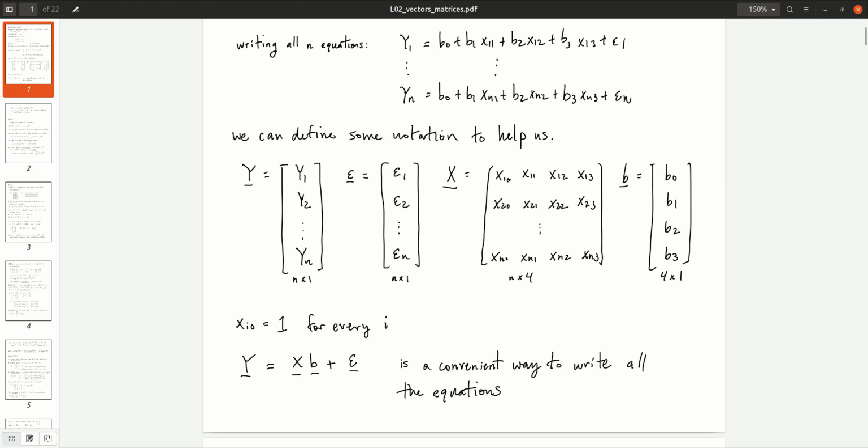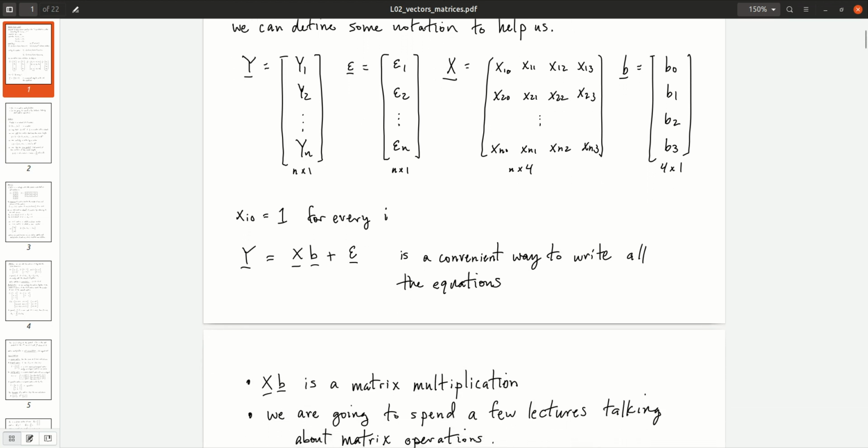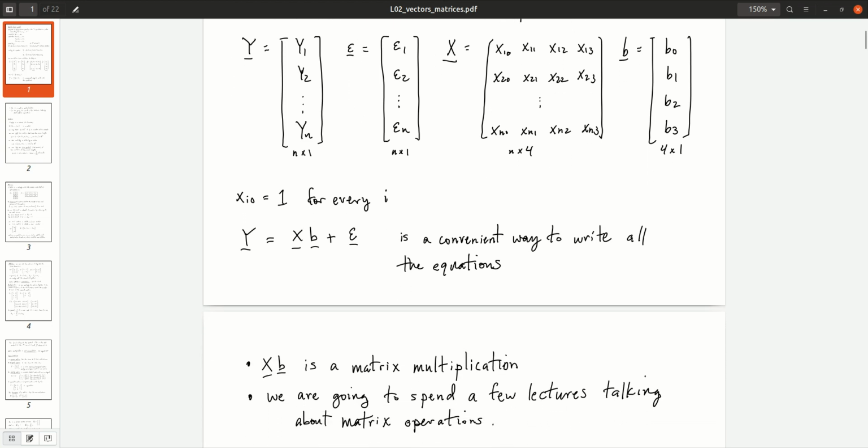So this is the matrix representation for the system of n model equations. This notation Xb means a matrix multiplication, which we'll define formally in a moment. And so this motivates why we're going to spend a few lectures in this module talking about matrix operations.